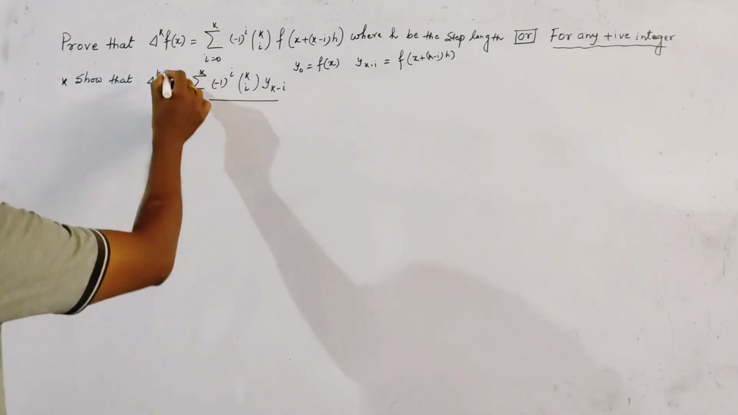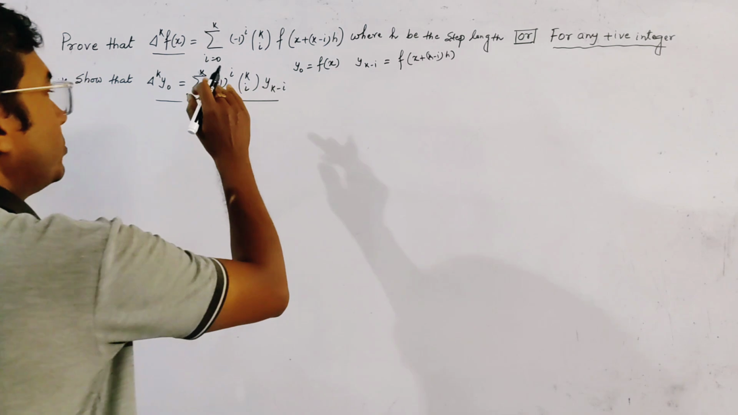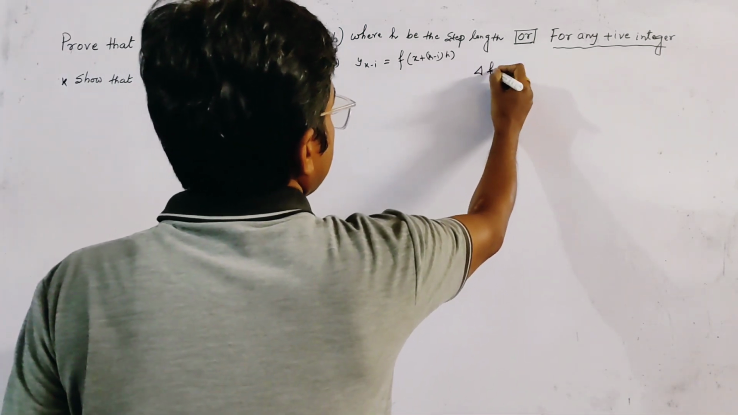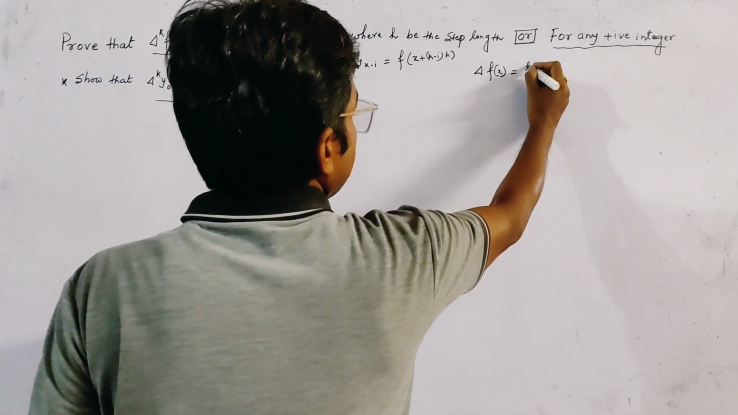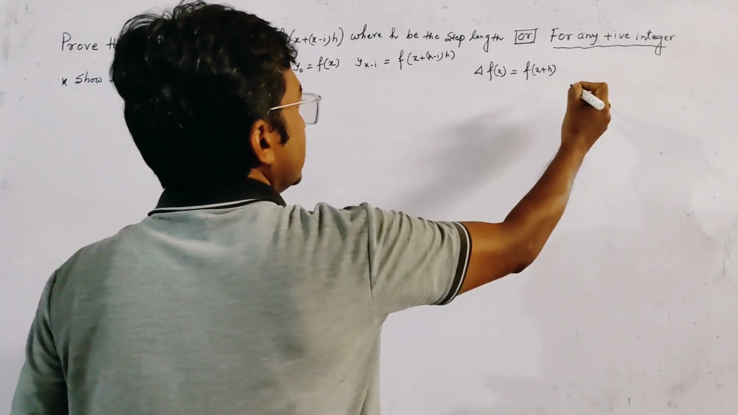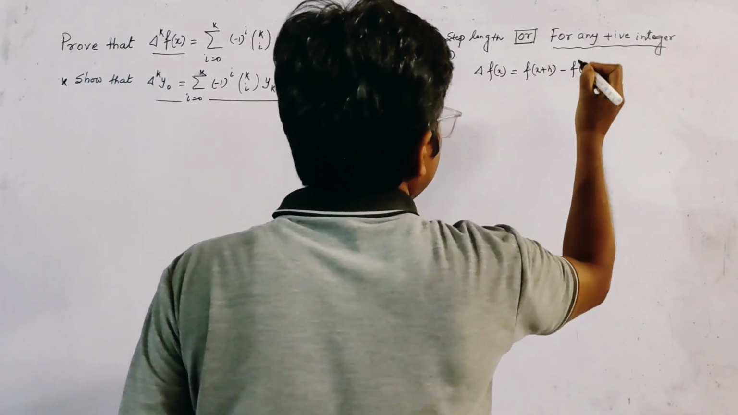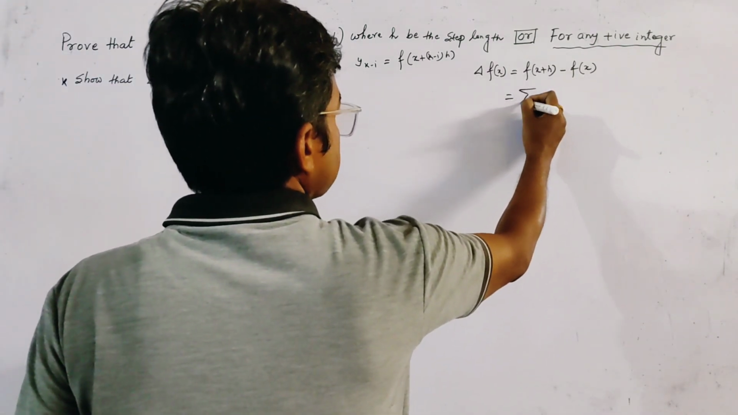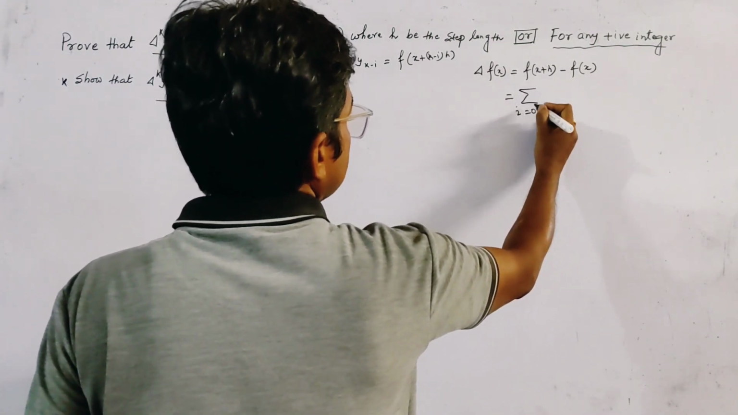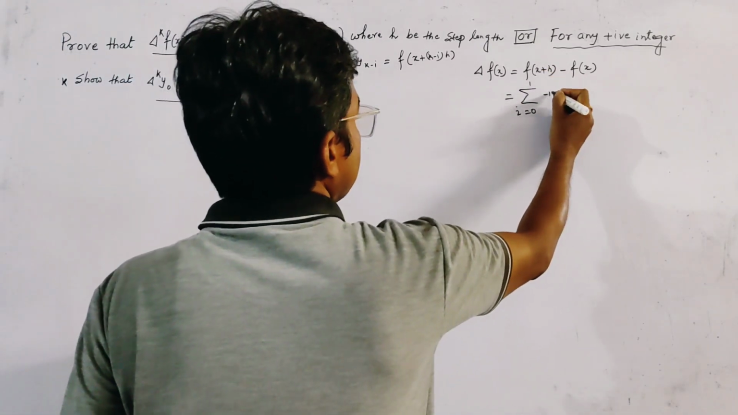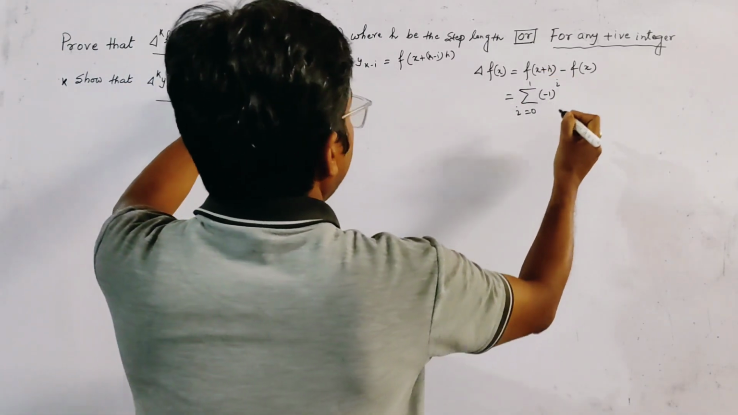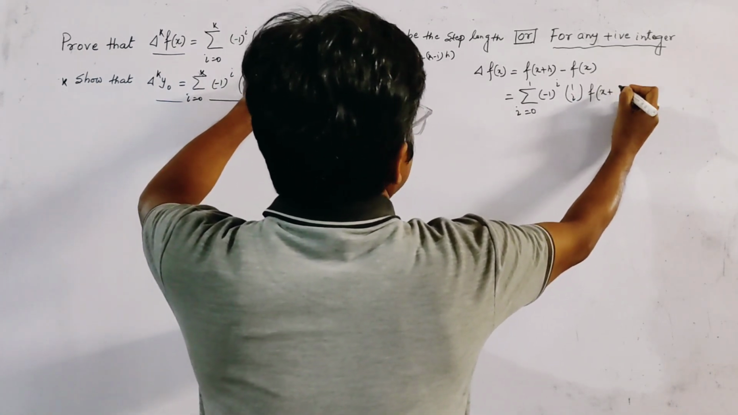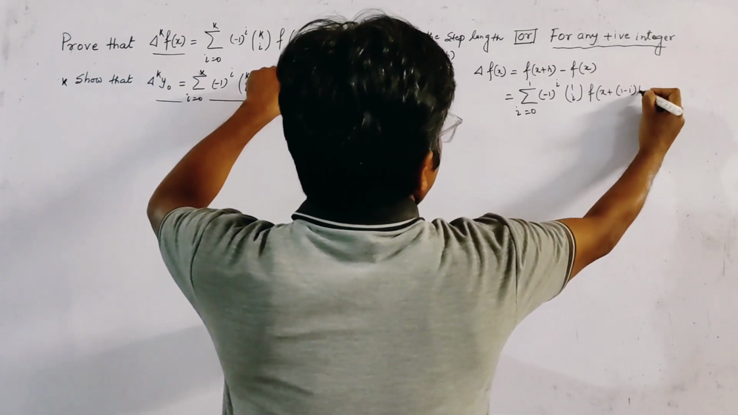Now to prove this expression, we first write the definition of forward difference of first order, and the definition is delta f of x equals f of x plus h minus f of x. Okay, and we write the right side in summation notation. This is i equal to 0 to 1, minus 1 to the power i, 1 c i, into f of x plus 1 minus i into h.